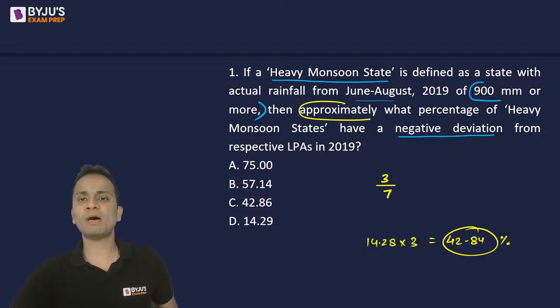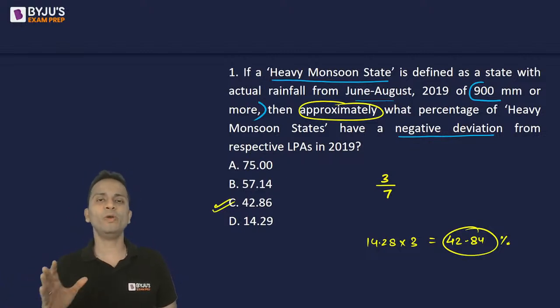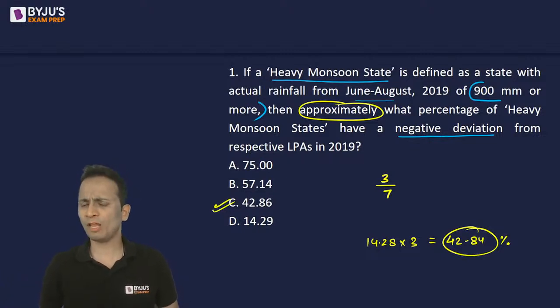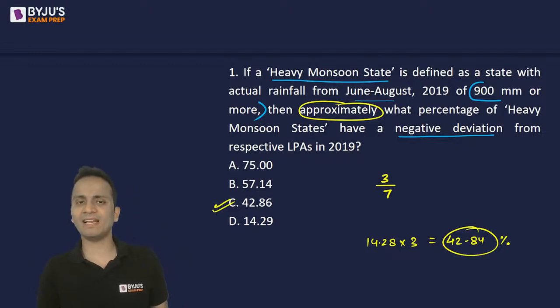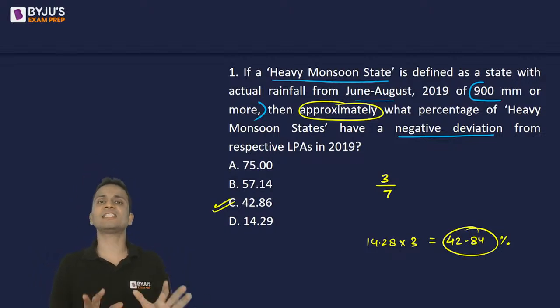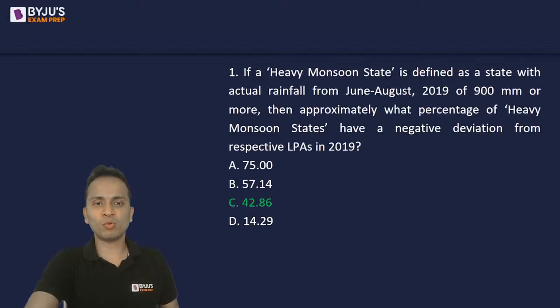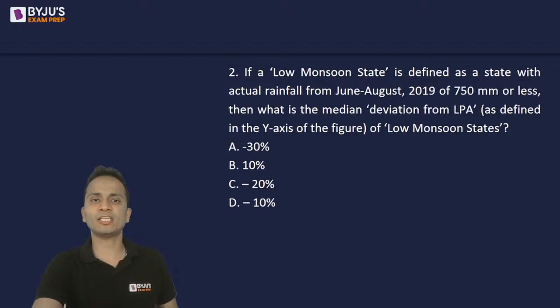They're asking us to mark an approximate answer, so we have done that. So 42.86 among the options will be the closest answer to 42.84, which we have calculated. So the correct answer we can safely mark is option C. All right. So it was a simple question. It's just the understanding of this scatter plot which is required in this question. Okay. So that was question number 1. The correct answer is option C. Let's move on and look at question number 2.